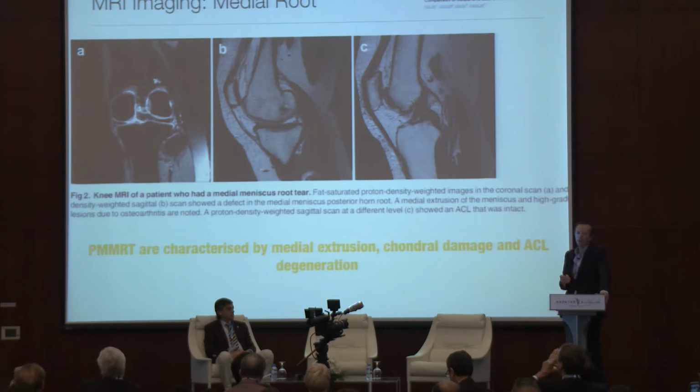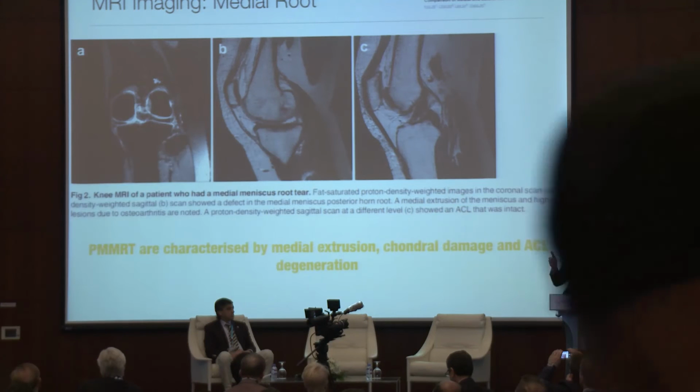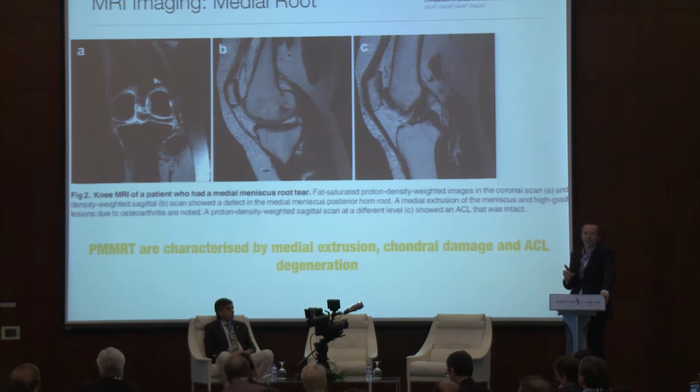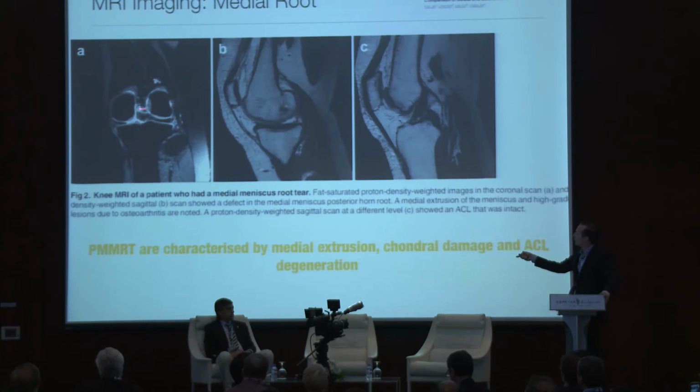the posterior medial meniscus root tear is characterized by medial extrusion, chondral damage, and ACL degeneration. So if a patient comes in with a meniscus root tear, which you can see here, or with a phantom sign, where the meniscus is apparently not there, that is a very strong indication for a medial posterior root tear, and you have extrusion of the meniscus. Very often these patients already have some cartilage degeneration, and it causes secondary stress on the ACL, so the ACL might just start degenerating slowly.